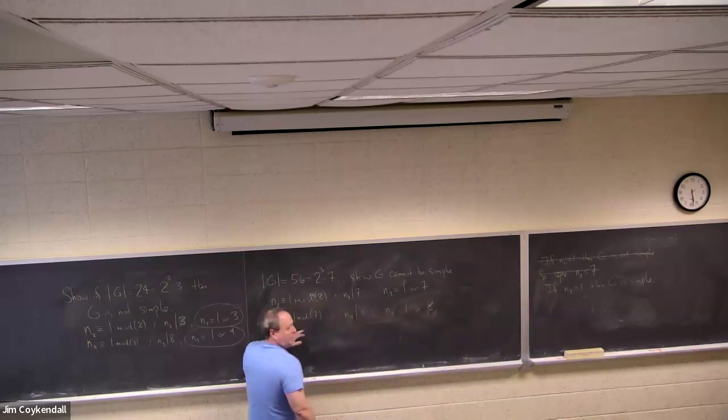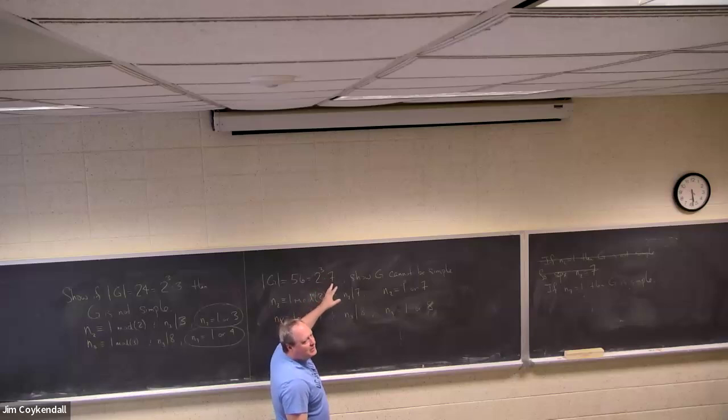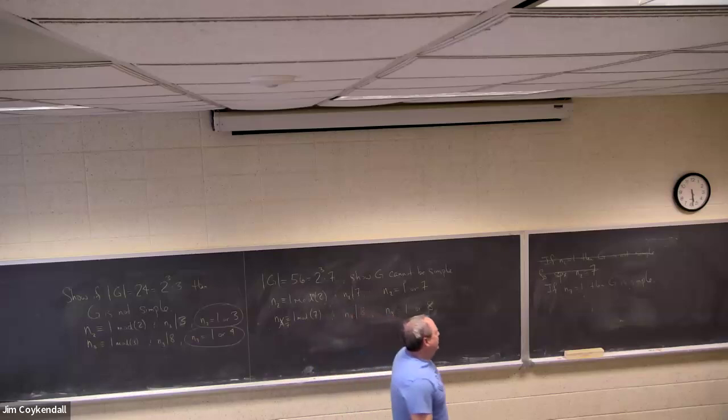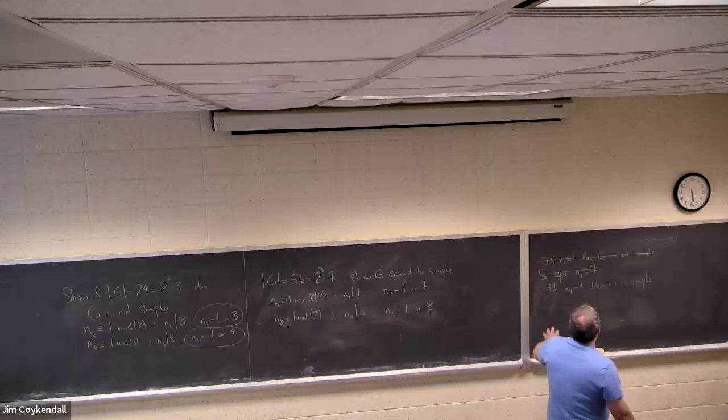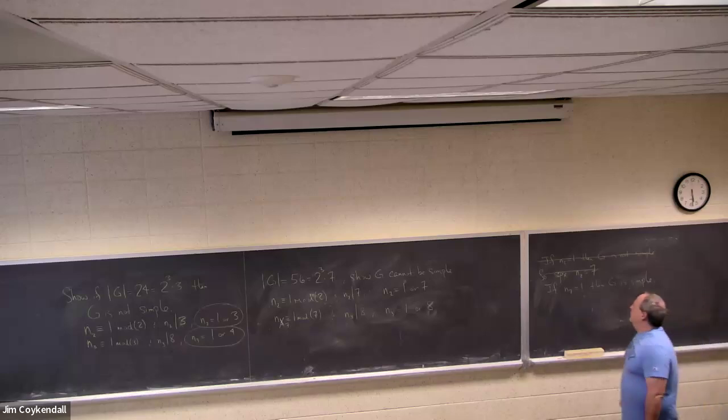I'm keying on the 7 group for the following reason. It's easier to count things there because 7 appears only to the first power. The Sylow 2 subgroups have order 8, which makes counting things difficult in a way that I would rather not deal with. So if n7 is 1, we're done.